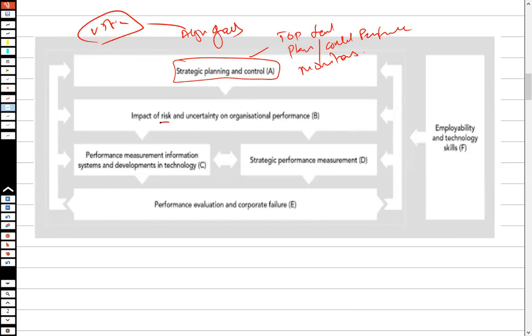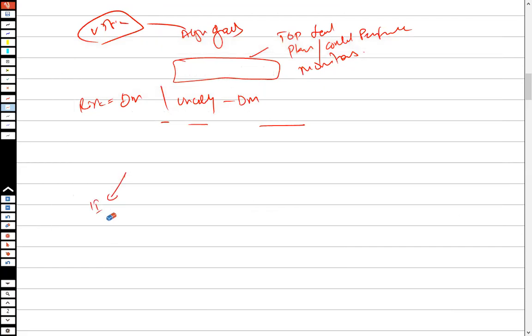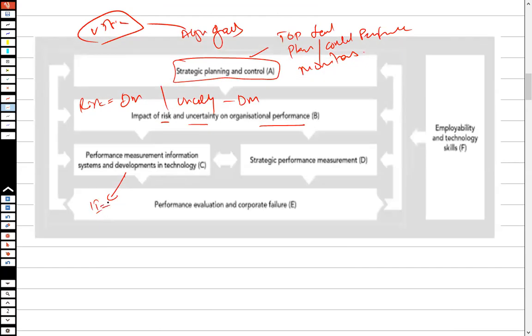Then there is the risk and the uncertainty that the organization faces with respect to its operations. We would see how risk and uncertainty are incorporated in your decision making, with the different techniques we'll be going through. Furthermore, there are multiple developments with respect to IT, and we'll see how these developments help us with performance management.